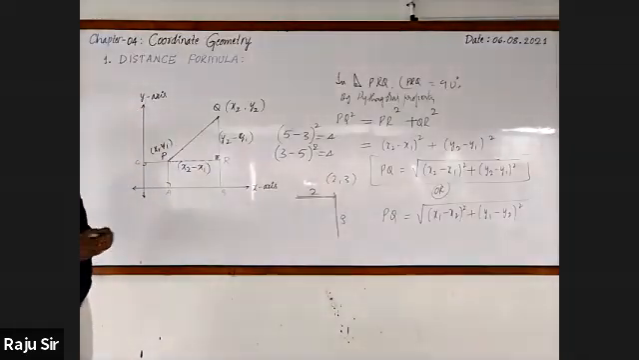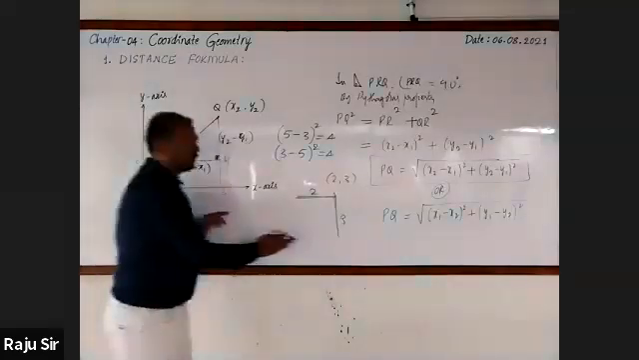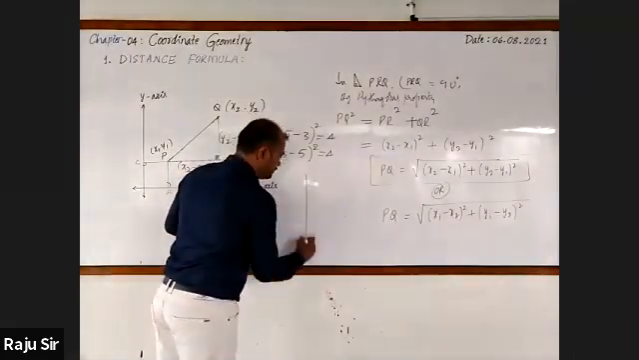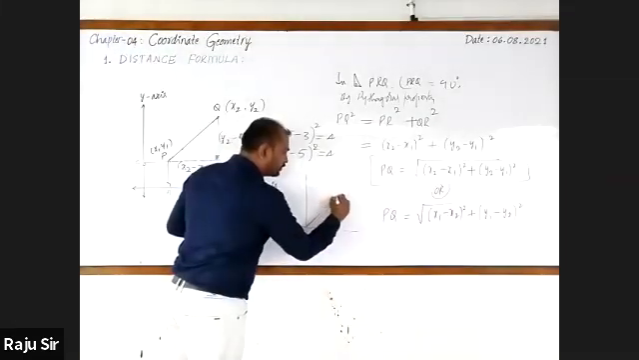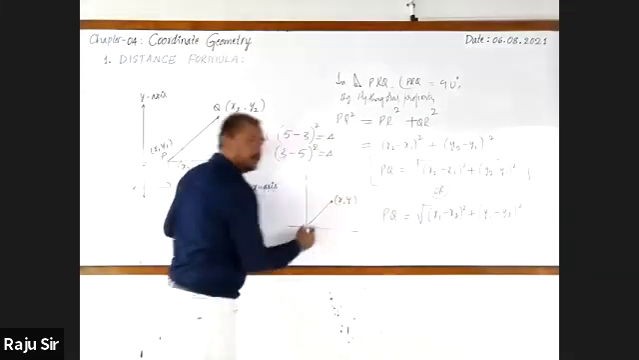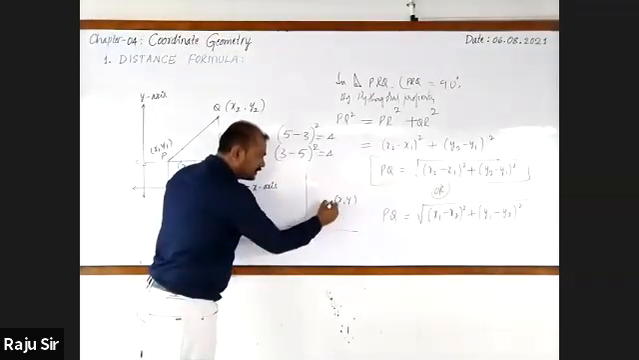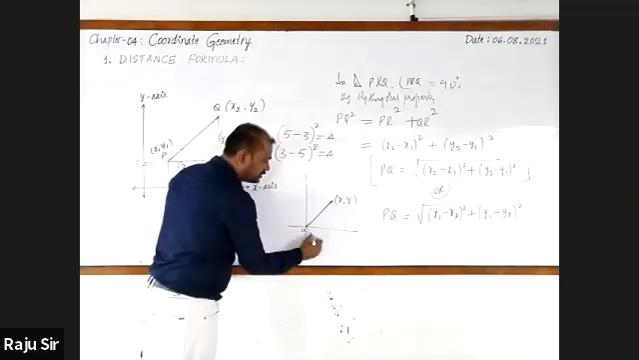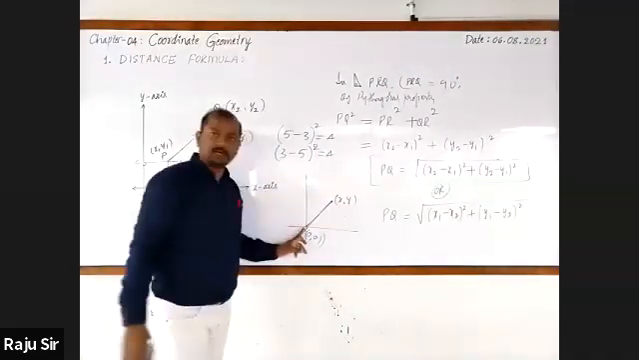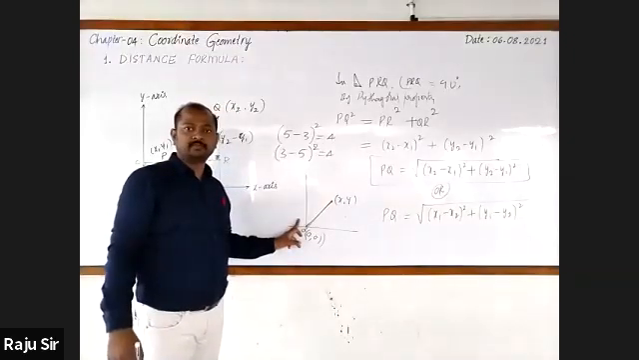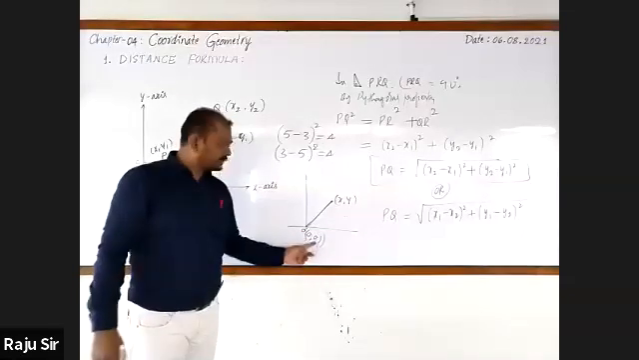Suppose the point P is at the origin. You are going to find one point, P of x comma y. We are going to find the distance of this point from the origin. The origin is 0, 0. Then what is the distance of this point from the origin? It is very simple.